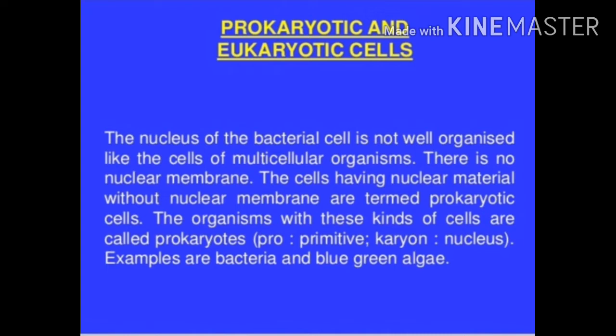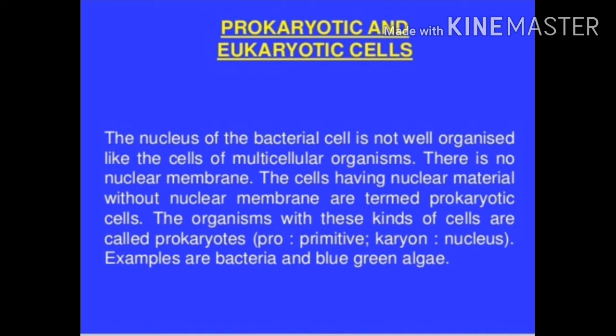The nucleus of animals and plants differs in structure. The nucleus in bacteria is not well organized and there is no nuclear membrane, whereas in animals and plants, the nucleus is well defined with a nuclear membrane. So prokaryotic: pro means primitive, karyon means nucleus. These cells are of bacteria and blue-green algae, which have a primitive nucleus.